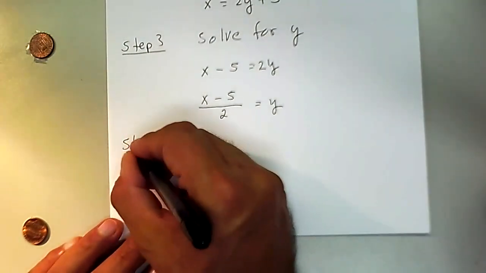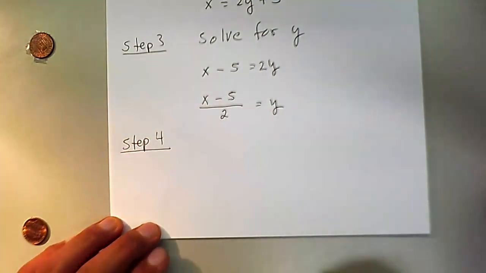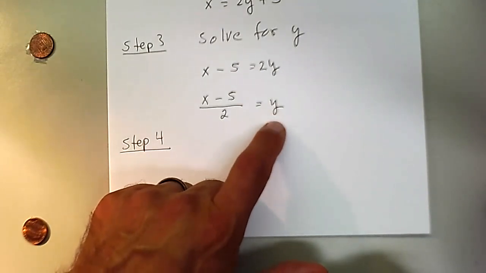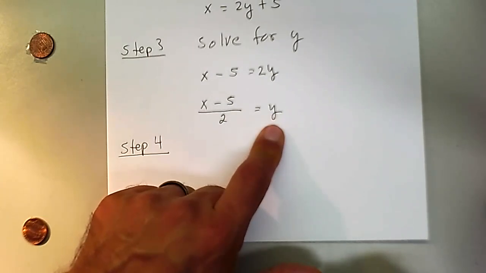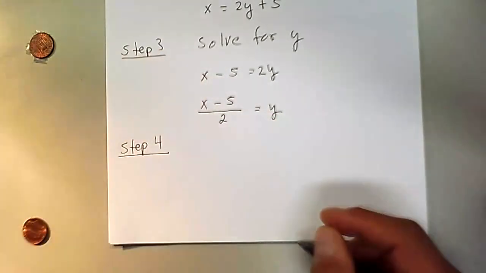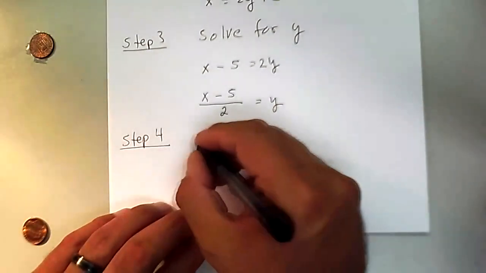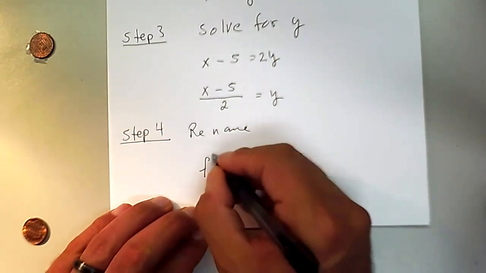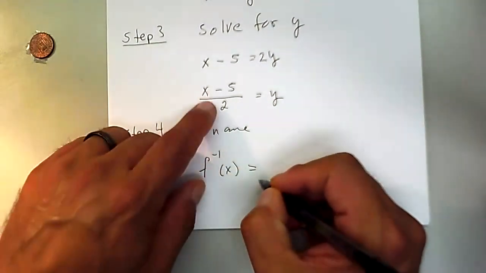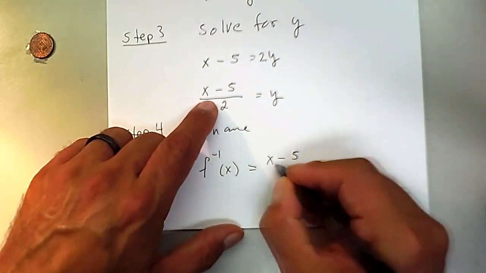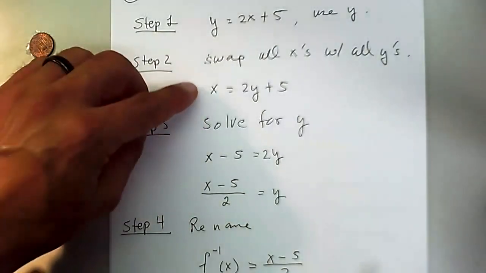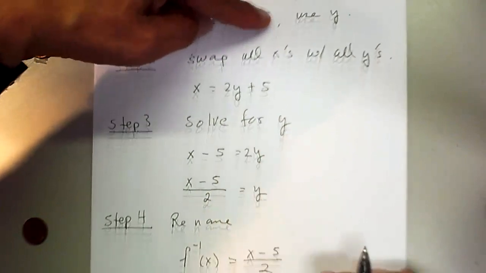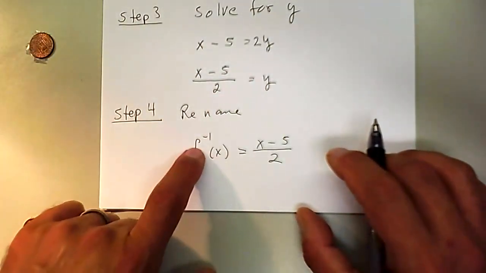And then the last step is to rename the function, the new function. This is a new function. It is not the same function. It is a different function because we swap the x's and the y's. So we rename them with the correct name. So now we have the inverse of the original function is, and then just write down the function, (x minus 5) all of that over 2. So the inverse of this original function after doing those steps is this. And we put f inverse.